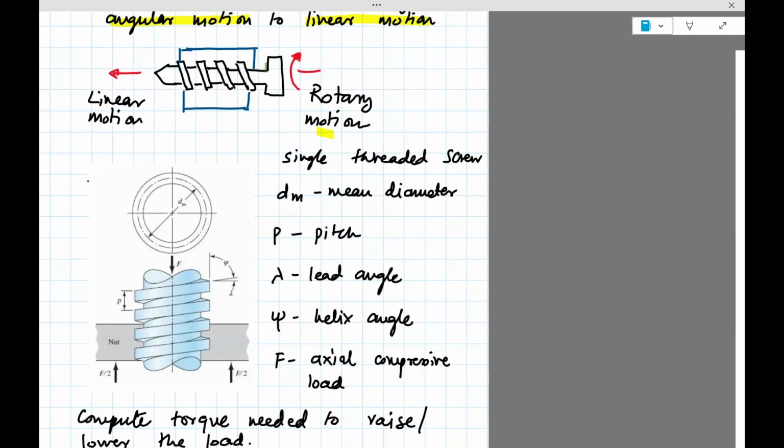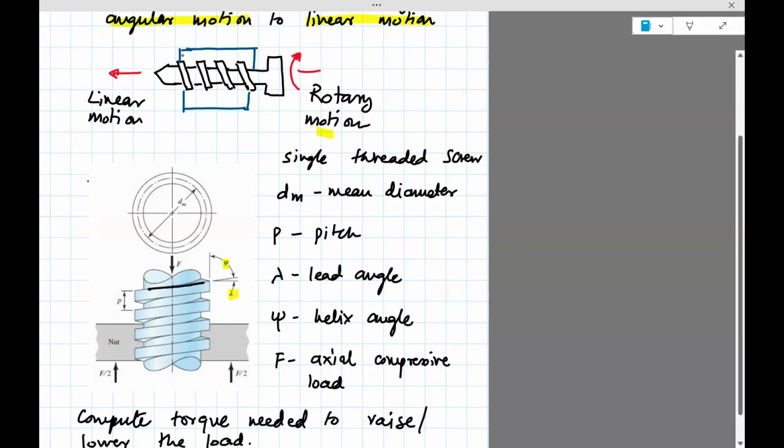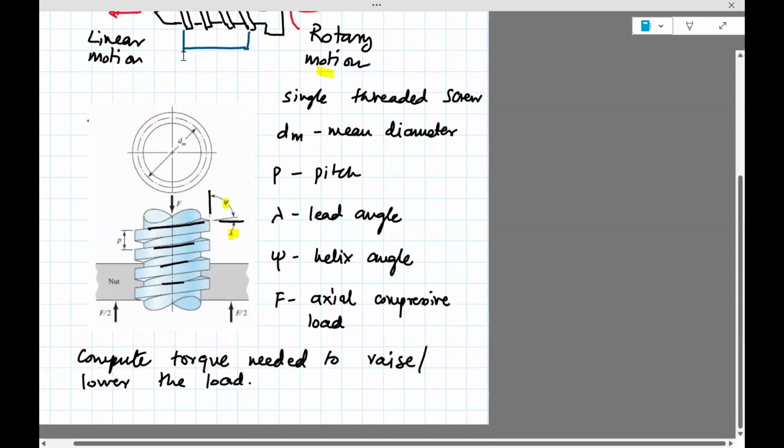The different things we need to know about this: we've talked about pitch, F is the axial force, the helix angle and the lead angle. You can see over here, this is the lead angle, this is the helix angle. They should add up to 90 degrees, and really they characterize the slope of the screw. One of them characterizes the slope with respect to the axis of the screw, and one with respect to an angle of 90 degrees. Really we don't need both of them, just one of them.